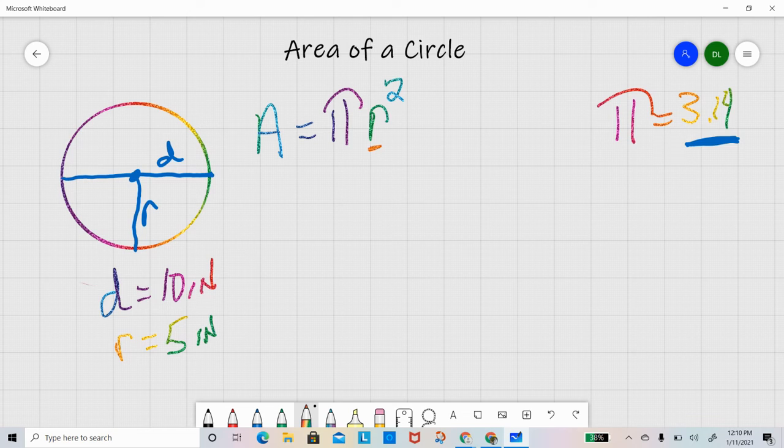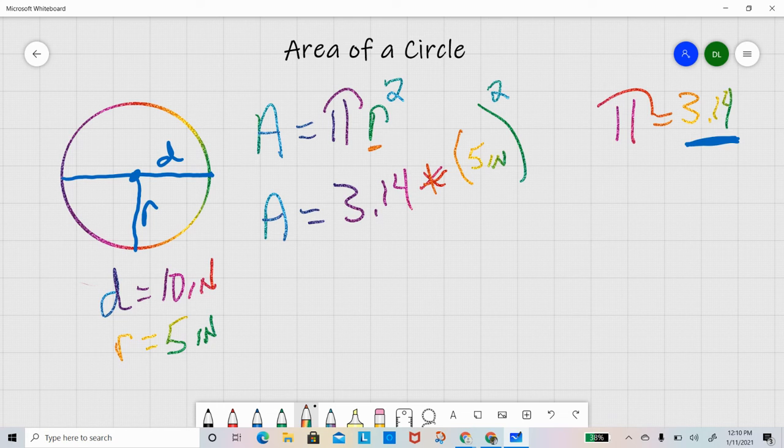So now we have area equals 3.14 times the radius, and here we figured out that radius was 5 inches, so we're going to put that 5 in parentheses because I'm going to do something to it, right? I'm going to square it. Okay, so now I have area equals 3.14 times 5 squared. Now you're sitting there going, oh my goodness, that's some pretty hard math to do. So I'm going to show you in just a second how you can do that on a calculator.